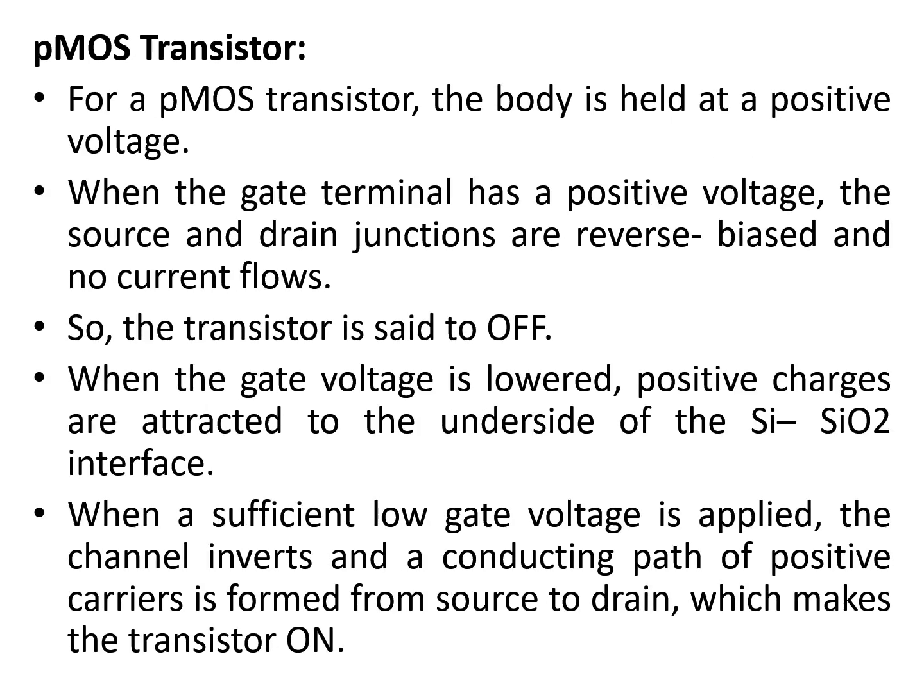PMOS transistor. For a PMOS transistor, the body is held at a positive voltage. When the gate terminal has a positive voltage, the source and the drain junctions are reverse biased and there is no current flow, and the transistor is now in the off state. When the gate voltage is lowered, the positive charges are attracted to the underside of the silicon dioxide interface, and when a sufficiently low gate voltage is applied, the channel is inverted, creating a conducting path of positive carriers between source and drain, which makes the transistor be in the on state.